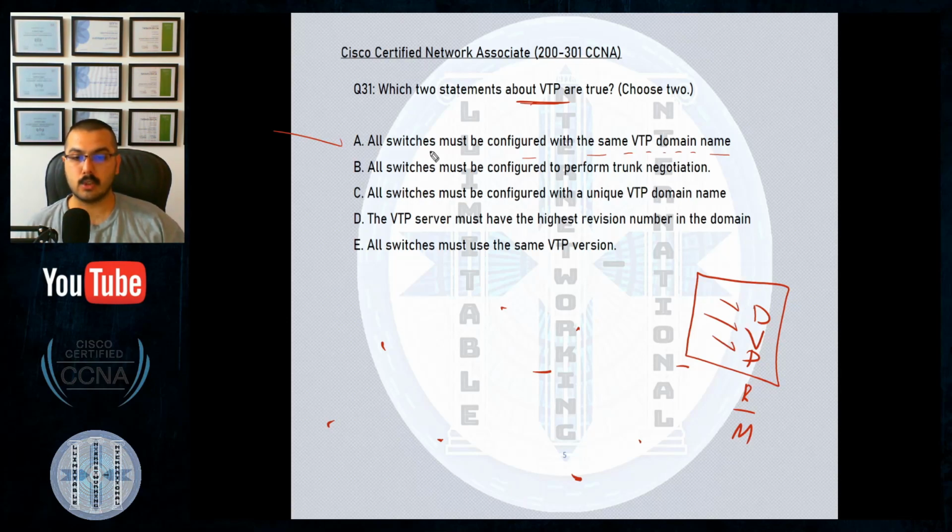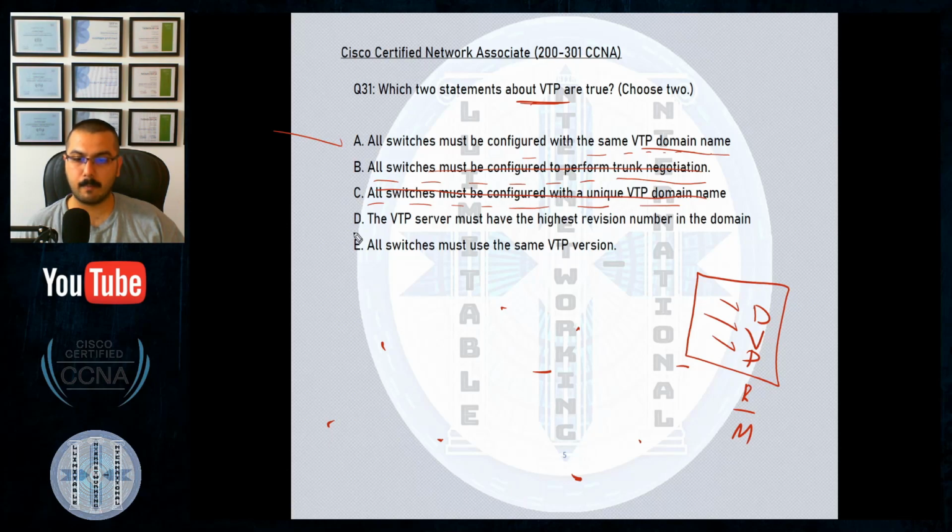It must be. So all switches must be covered with the same domain. Yes, with the same domain, with the same password, with the same version. All switches must be configured to perform trunk negotiation. By default, that is not really the case. All switches must be configured with a unique domain name.